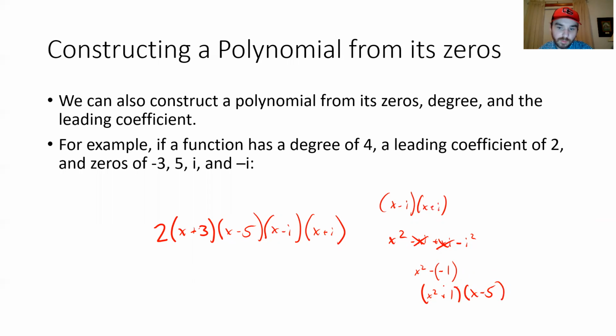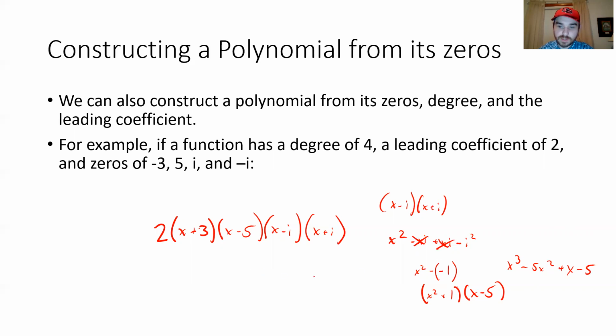That's going to give us, we'll take the x squared, multiply it through first. So we'll have x cubed. We'll have minus 5x squared. Then we've got 1 times x, so plus x. And 1 times -5, so minus 5.